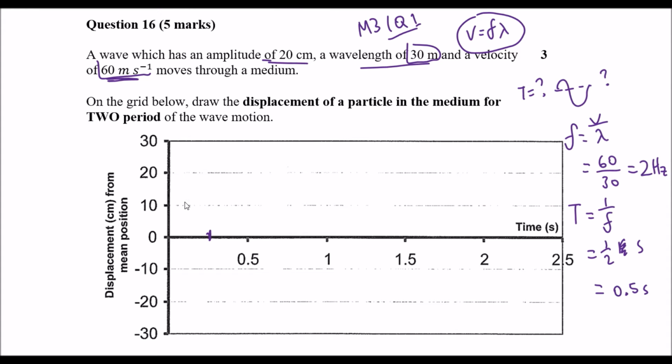Now the next question is, how tall can the wave go? The amplitude is 20 centimeters, which means we can go to a maximum height of 20 plus and 20 minus. So I'm going to draw the first wave. It's going to go up here and then it's going to come down. That's half a wavelength. I'm going to go here and then over here.